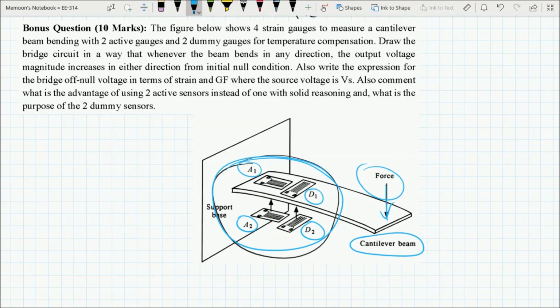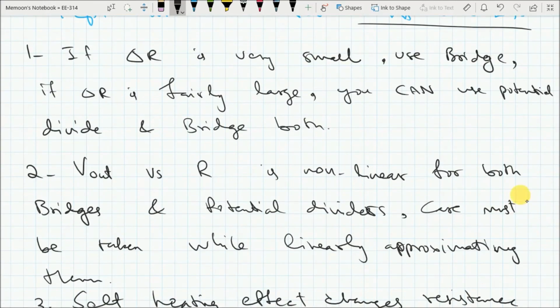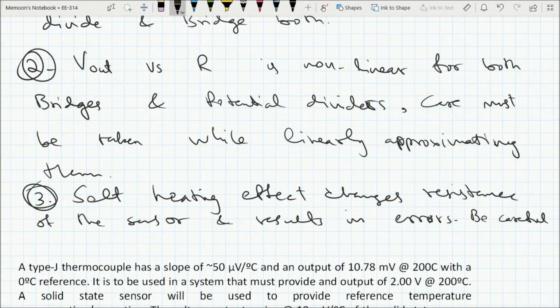So that is pretty much it for your signal conditioning circuits for resistive sensors, and these 3 points are written as a summary here in case of resistive sensors: point number 1, point number 2, and point number 3, and I'll share these notes with you as well. So that's it for today's lecture on resistive sensors.